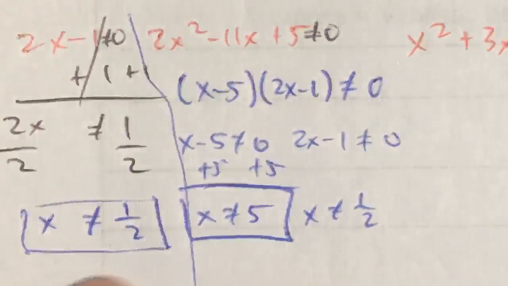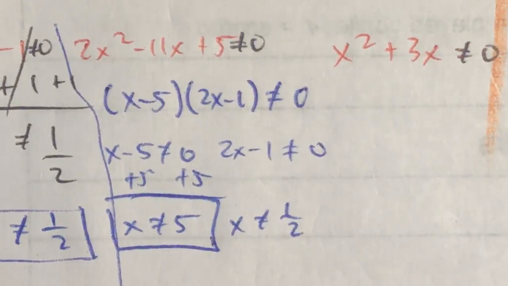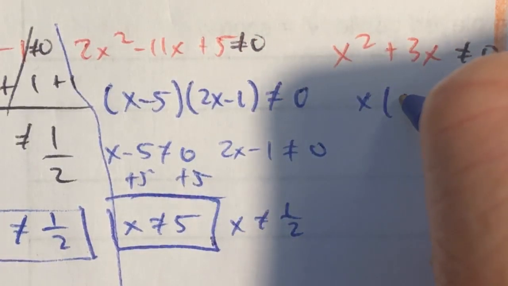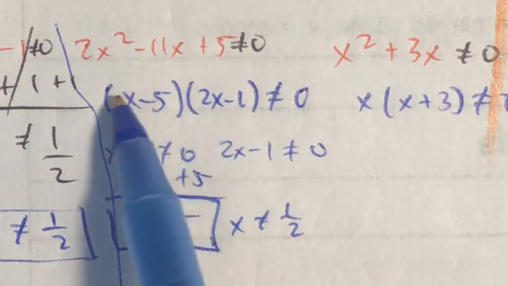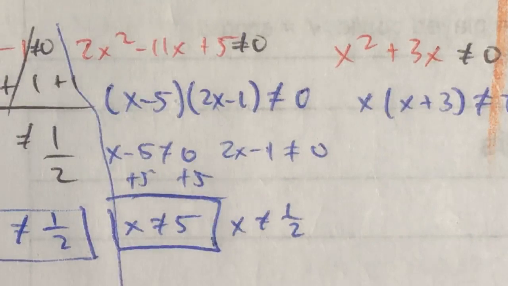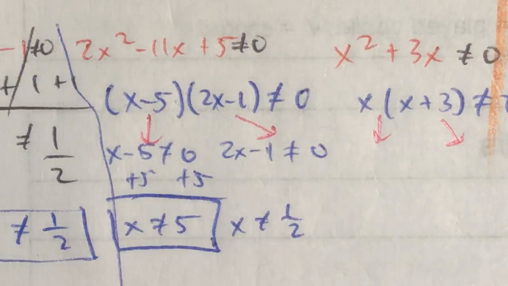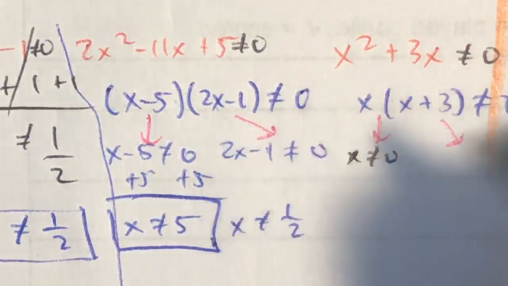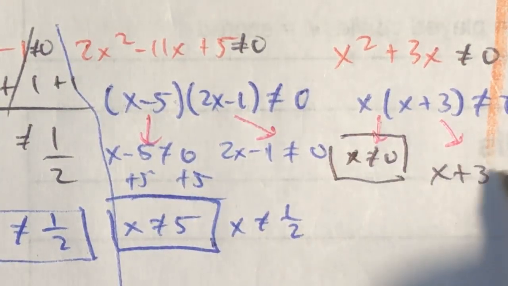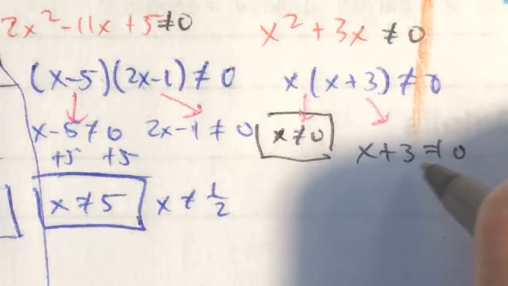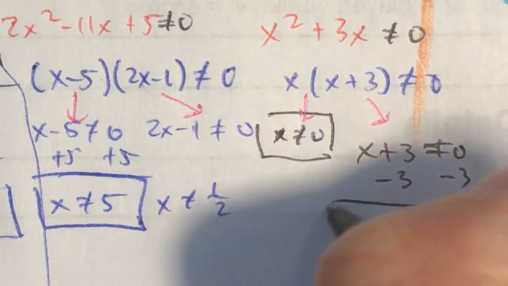So there's the second one, and then this last one, we said the easiest way is just to factor out an x. And what you're doing is you're splitting, just like this problem here. You're setting each of those not equal to 0. You're doing the same thing here. So x is not equal to 0. And you don't have to do anything there. So that's a restriction. And then x plus 3 is not equal to 0. Subtract 3. x is not equal to -3.